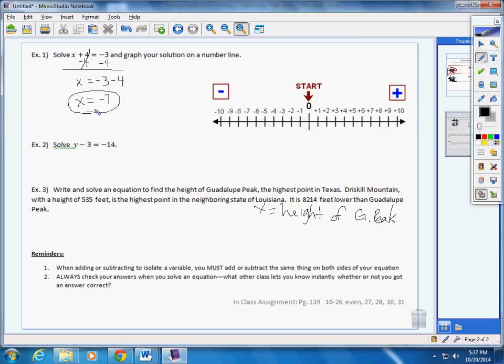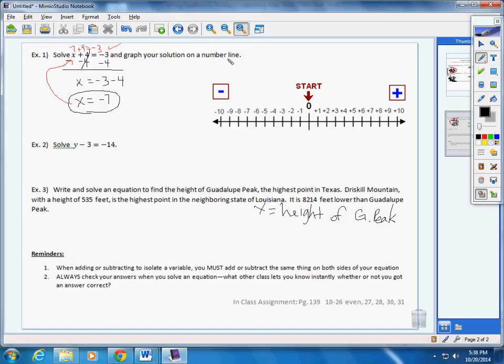Oh, but wait, let's make sure that's correct. Let's take it back to the original equation, because you should always check yourself since you can, and say negative 7 plus 4 better equal negative 3. Well, guess what? It does. So it checks. That's our safety valve. We can always check that. Now, x equals negative 7.